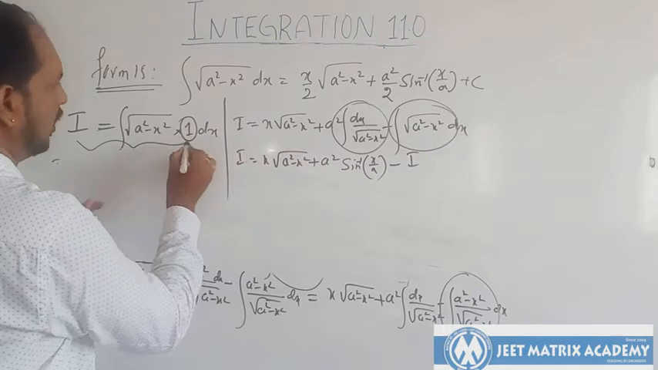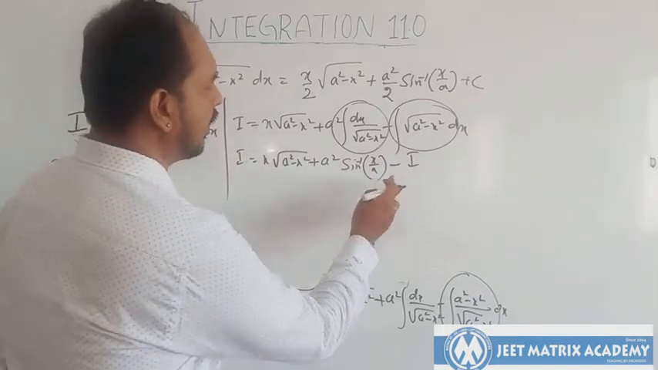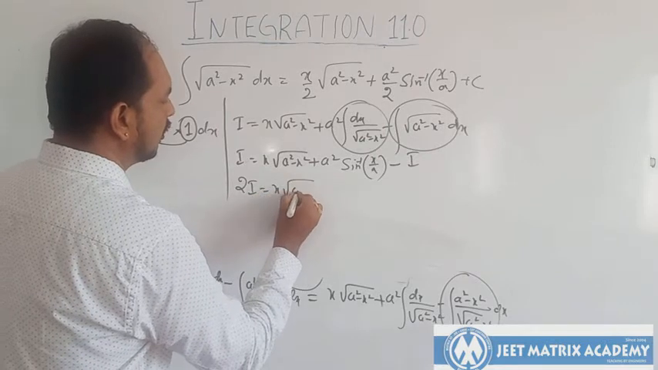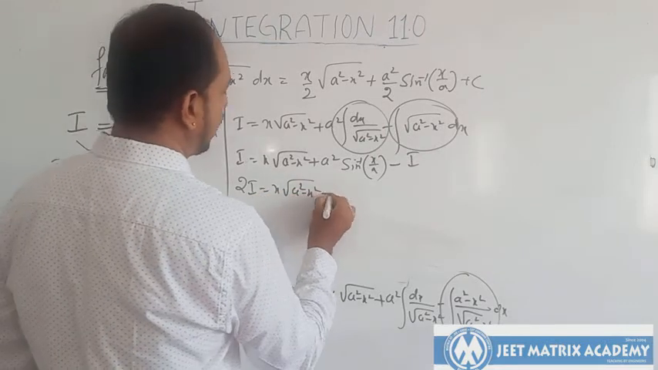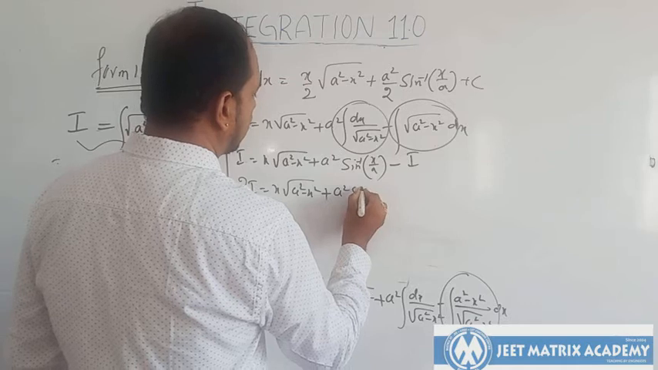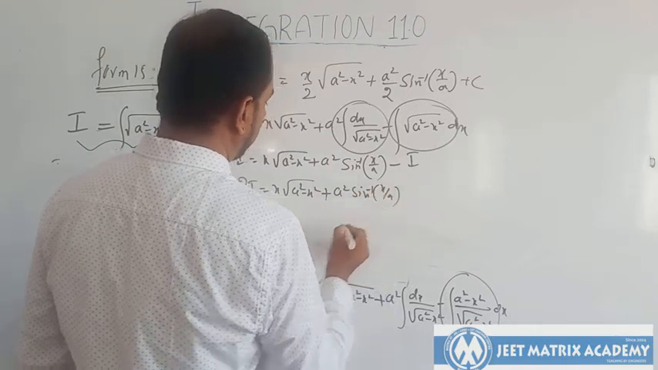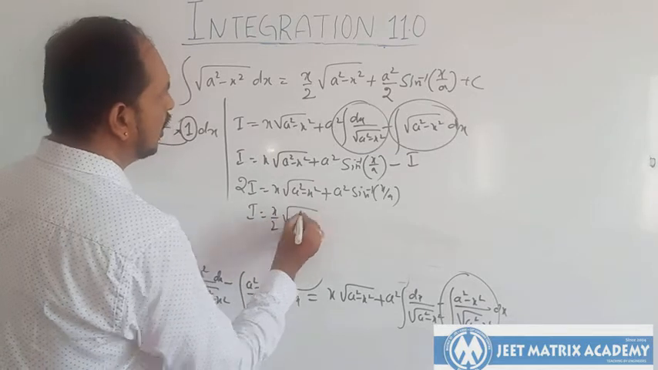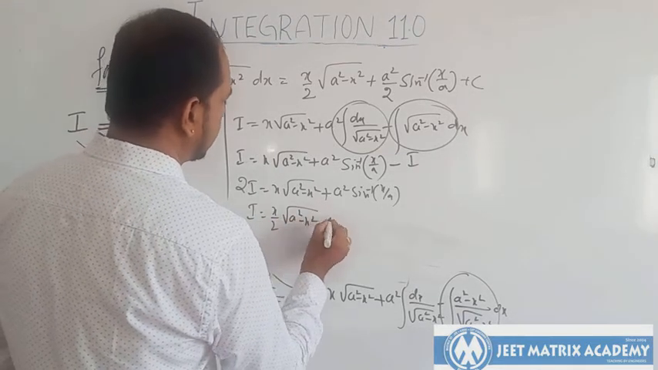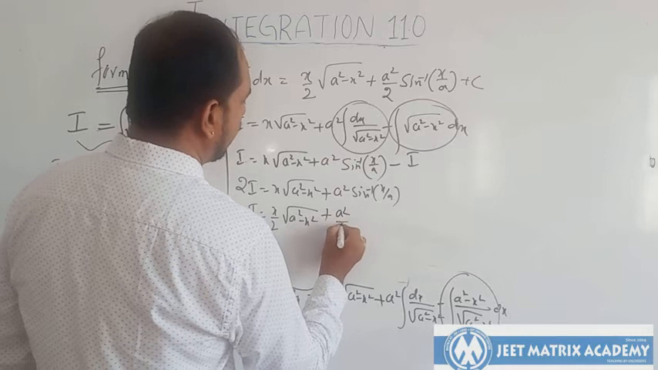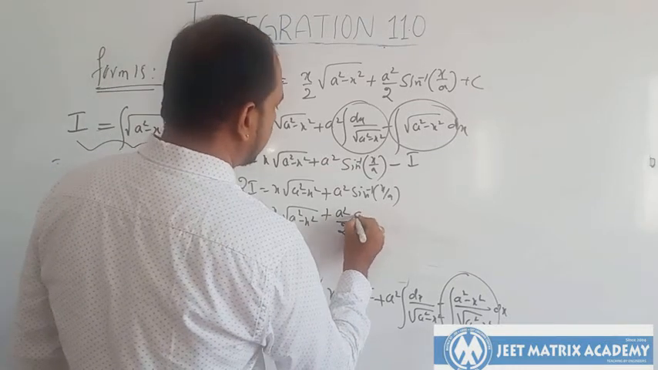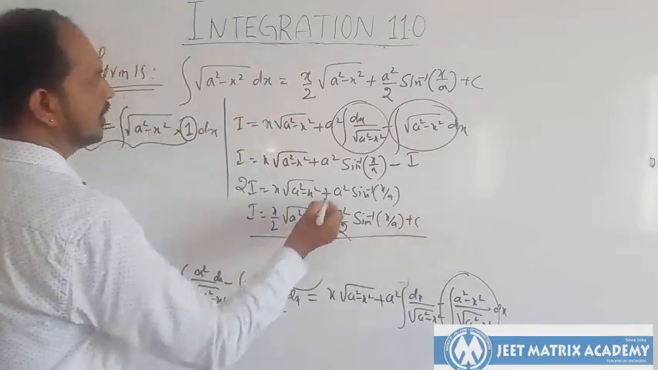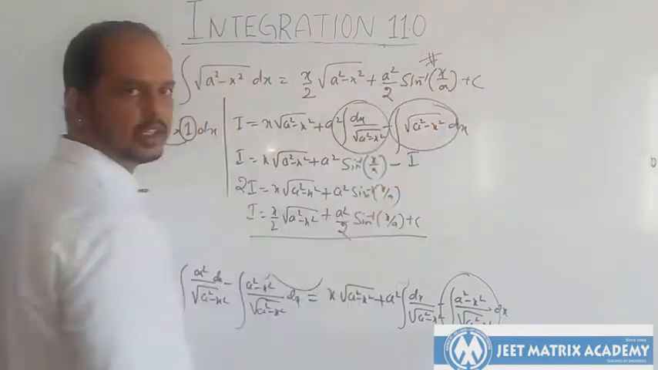So I substitute the same thing I. Now I minus, I will take this side, this will be 2I equal to x root of a square minus x square plus a square into sin inverse of x by a. If I take this side, I equal to x by 2 root of a square minus x square plus a square by 2 sin inverse of x by a plus c. This is what we were supposed to derive.